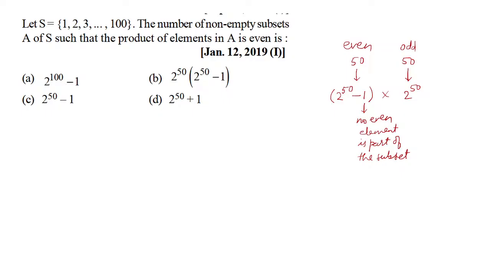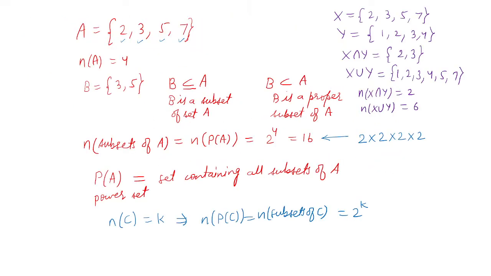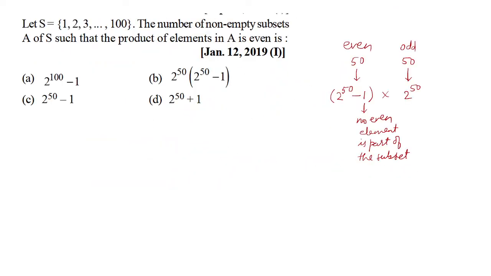I hope you are able to understand. Think about it. At least one even element is supposed to be there. Each even element has two options, whether to be part of the subset or not, so 2 gets multiplied 50 times. So 2 to the power 50. And it's very similar to the way we talked about the number of subsets earlier. I hope you have grasped the basic idea there. Minus that one case when no even element turns out to be part of the subset. So you subtract that one.